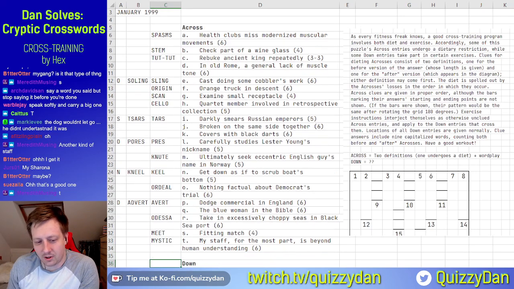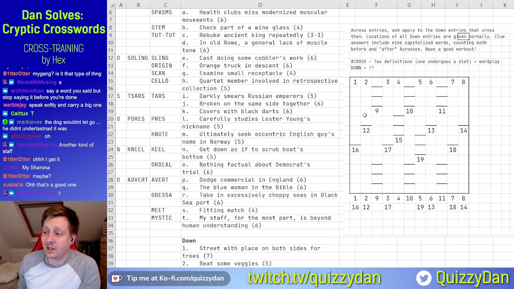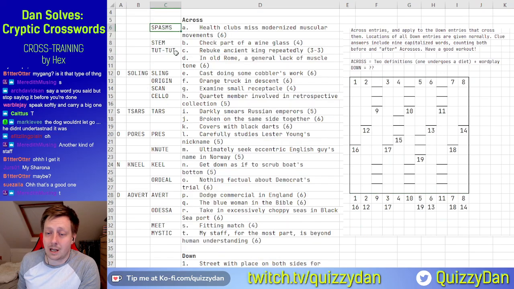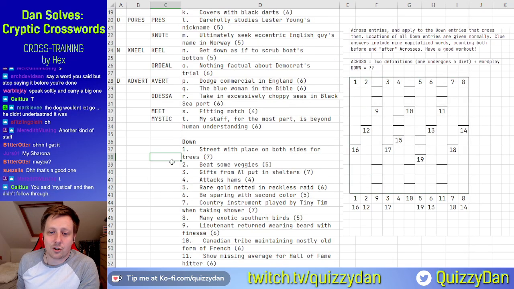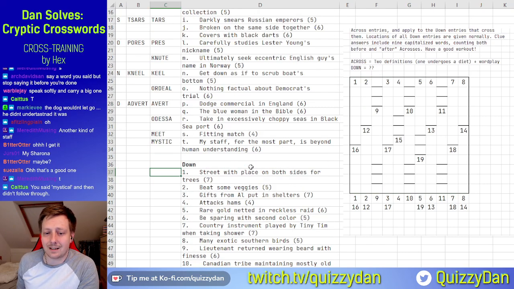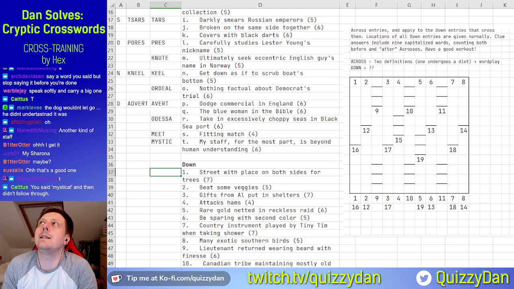I do apologise. Okay, let's go to the downs. These do go where they say they are. They may get twiddled upon entry. So do we have 8 across? A across is spasm. So we know that 1 goes here. It may or may not start with S. Street with place on both sides for trees.